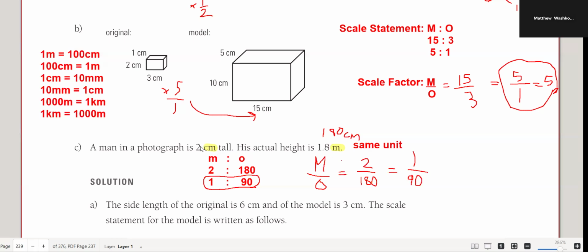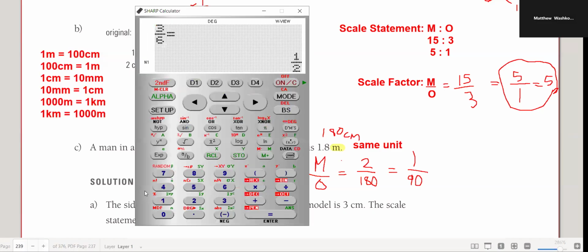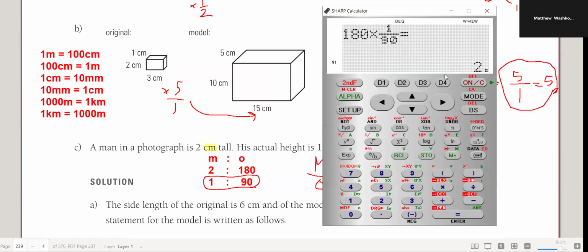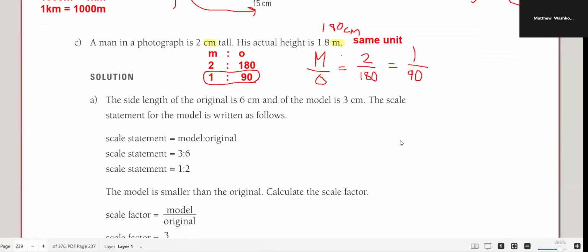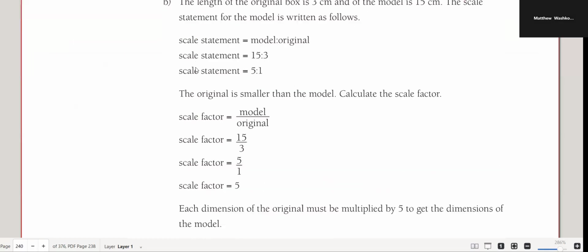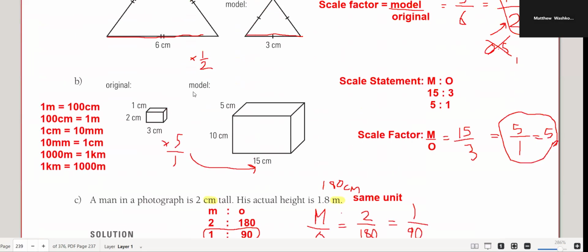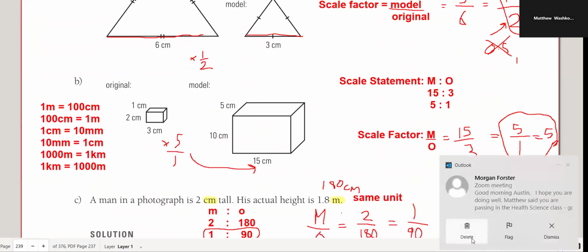So again, I should be able to take the original, 1.8 meters or 180 centimeters, and times it by that scale factor to get the real actual model size, which you can see is the case here, 2 centimeters. If you're still a little confused, I do recommend you read these solutions here, or please reach out to me. But this forms the basis for the entire unit. We need to have a good understanding of these ratios, because eventually you're going to be drawing stuff that follows that logic. We're not starting with the drawing just yet.